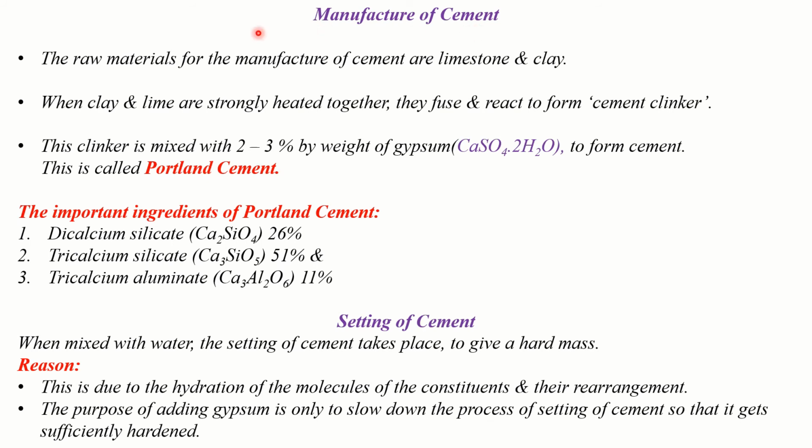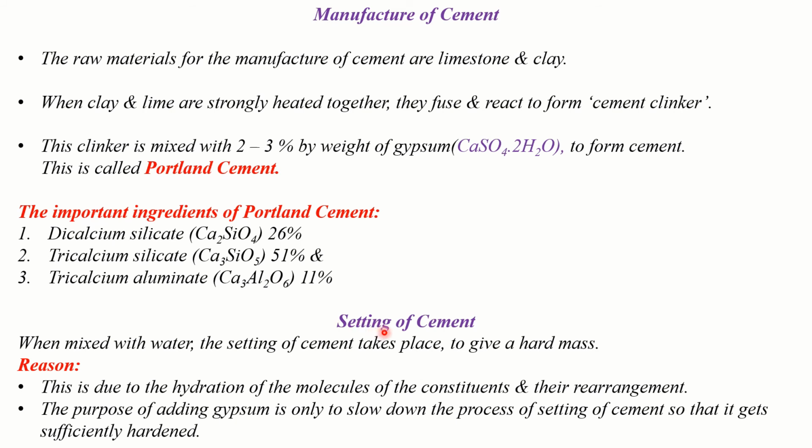Manufacture of cement. The raw materials for the manufacture of cement are limestone and clay. When powdered lime and clay are strongly heated together, they fuse and react to form cement clinker. This clinker is then mixed with 2 to 3% by weight of gypsum, that is calcium sulfate dihydrate, to form cement, which is then powdered well. And this is called Portland cement. The following are the important ingredients of Portland cement. They are 26% of dicalcium silicate, 51% of tricalcium silicate and 11% of tricalcium aluminate.